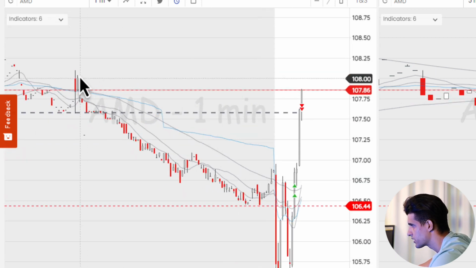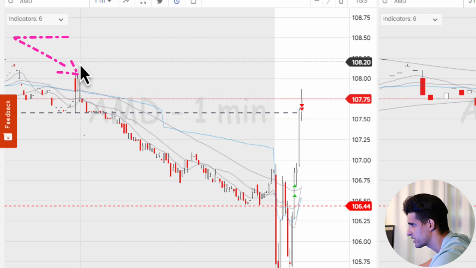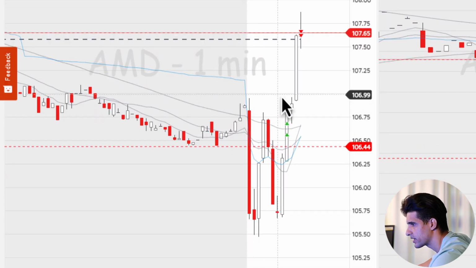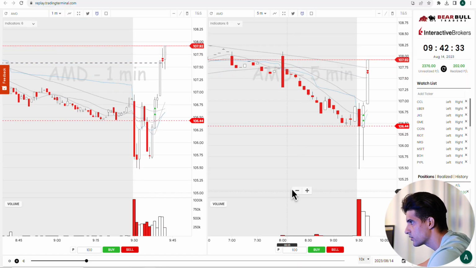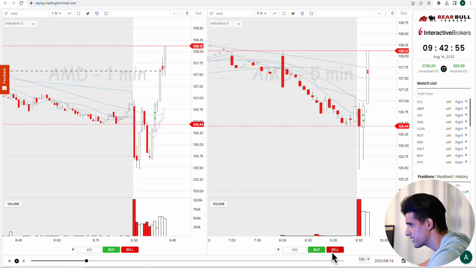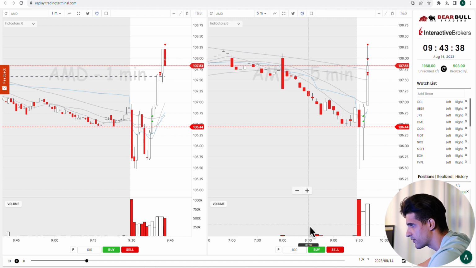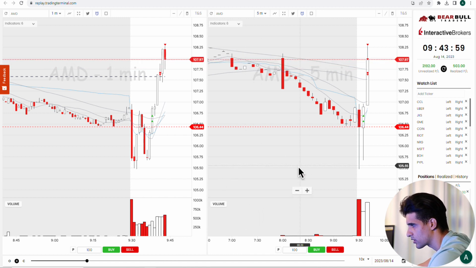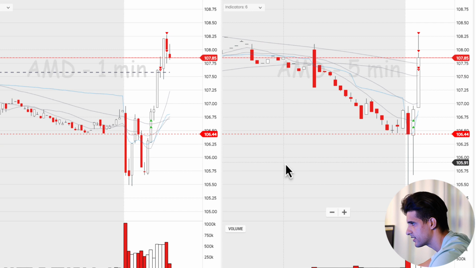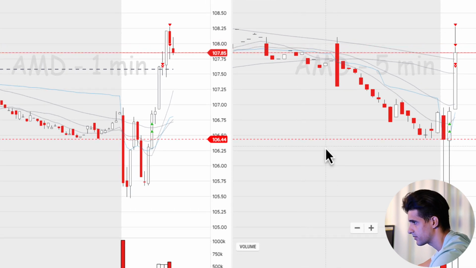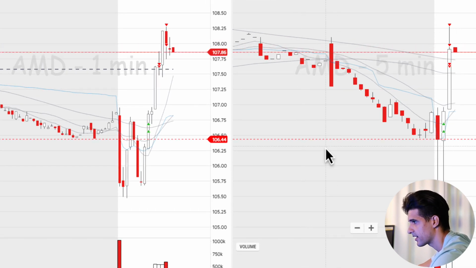Second partial could be closer to the pre-market high, around $108.20ish. Once the stock starts approaching $108.10 and $108.20ish, we could start locking in more profits. Final partial could be held for a whole day trend using the daily ATR as a target, but that's something that we can discuss in another video.